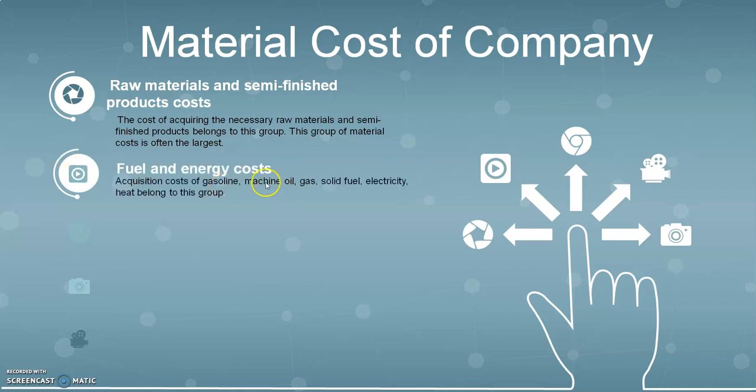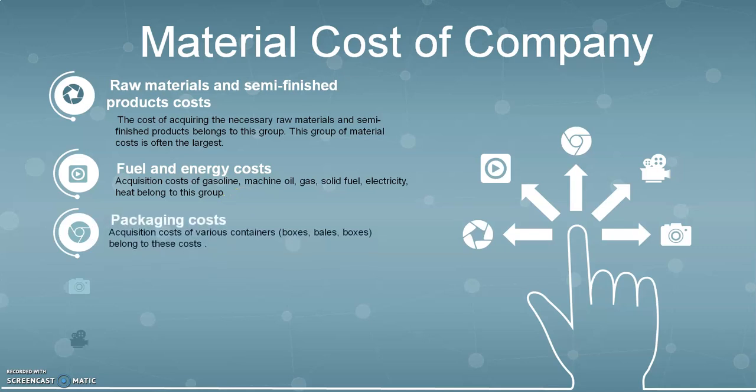Next, fuel and energy cost. Acquisition cost of gasoline, machine oil, gas, solid fuel, electricity, heat belong to this group. Packaging cost. Acquisition cost of various containers, boxes, bales belong to this cost.